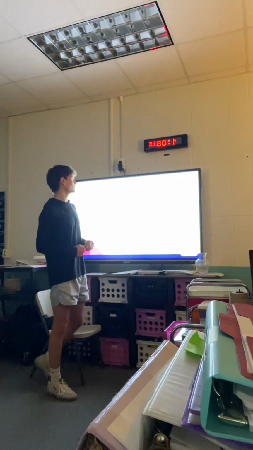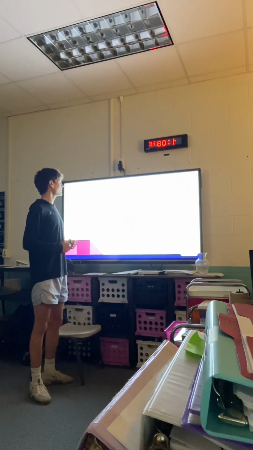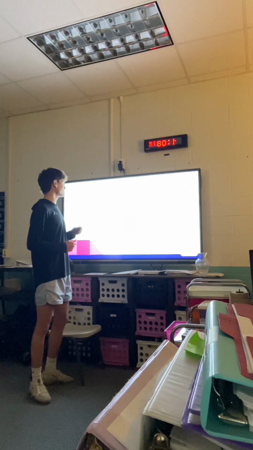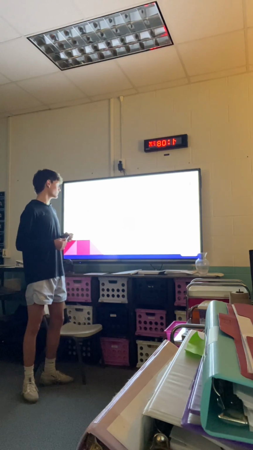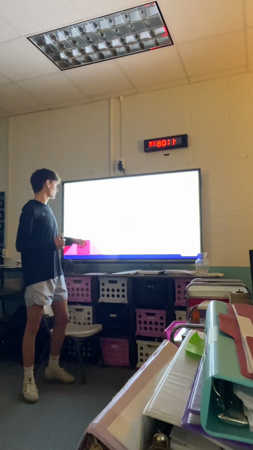Today I'm going to be doing a how-to on factoring polynomials, and there are 6 different methods. There's the GCF method, difference of squares, sum of cubes, difference of cubes, trinomials, and 4-term.